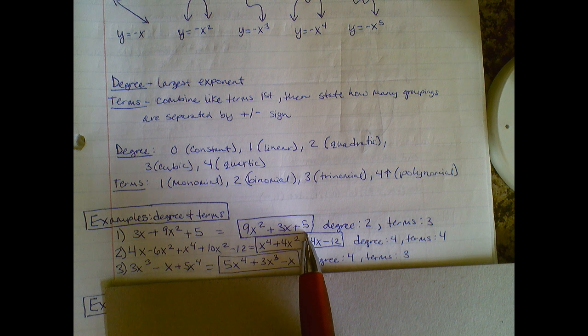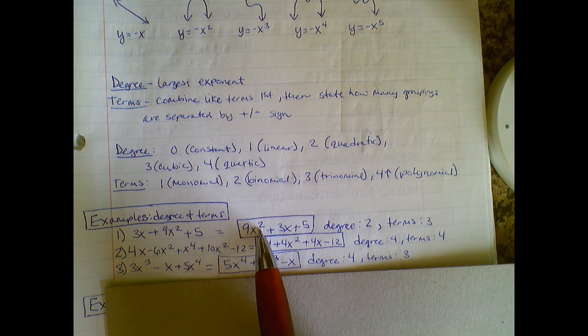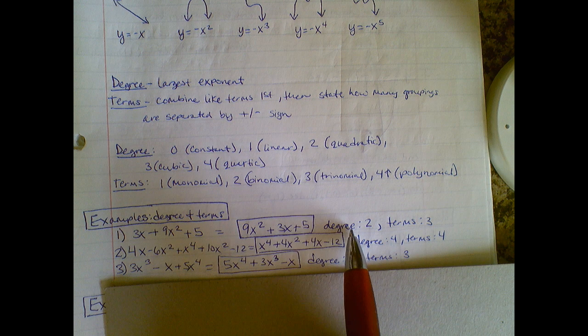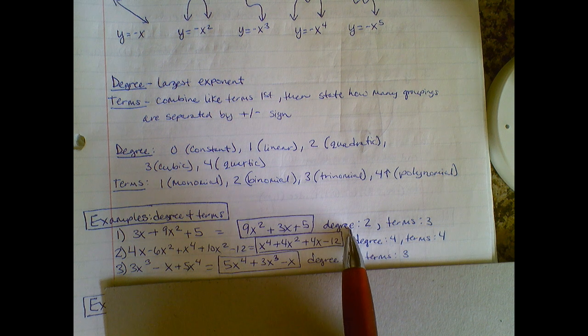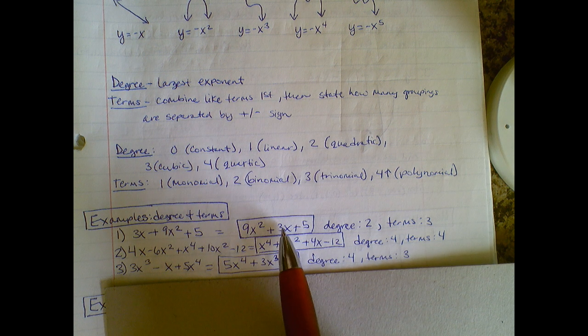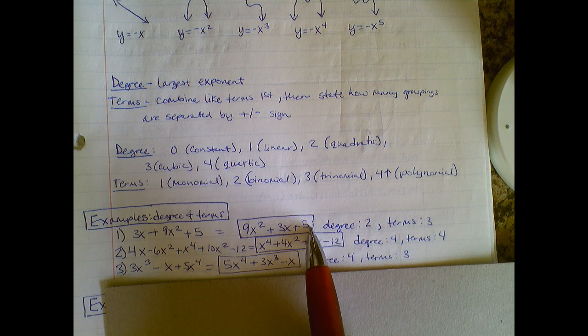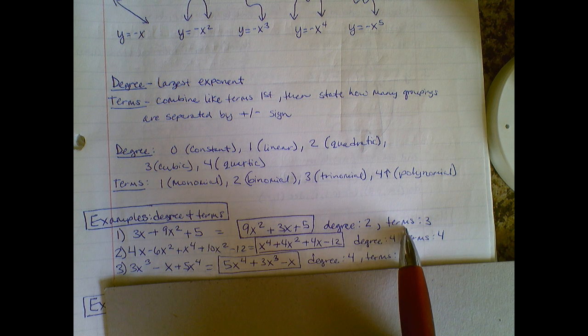But now we can label everything. So the largest exponent is 2. So we would say our degree is 2. We can say 2 or it's quadratic, meaning that it's going to be a parabola. And then there's 3 different groupings separated by a plus or a minus sign. So there's 3 terms. Again, you can say 3 or trinomial. Either it will work.